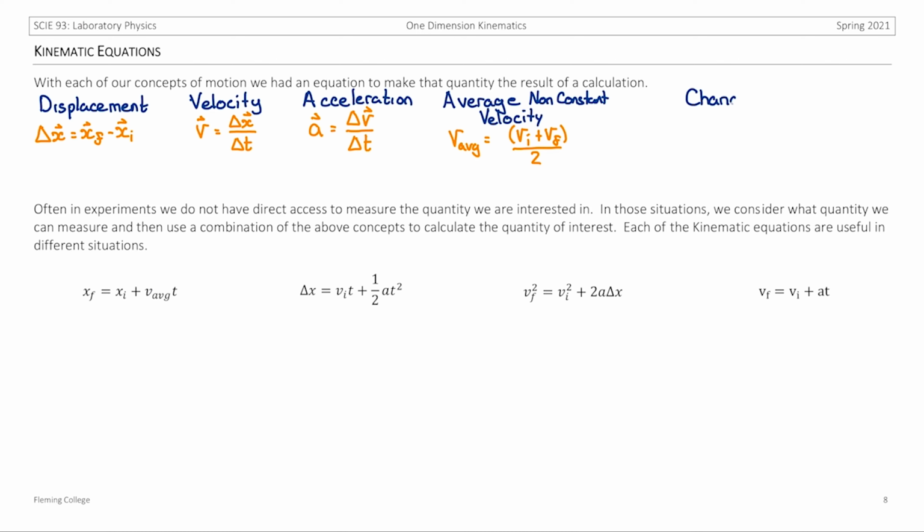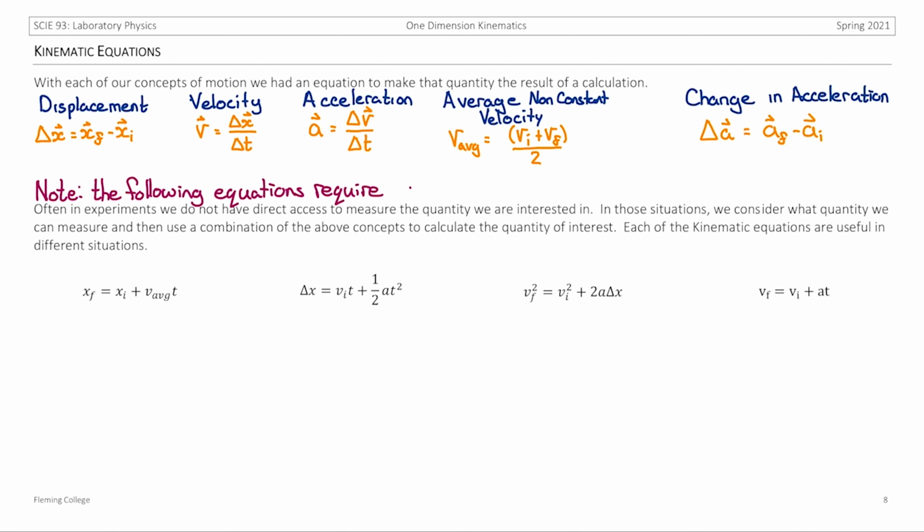Something we didn't refer to but still does exist is that we can have a change in acceleration, so a delta a, and that's just considering an acceleration final minus an acceleration initial. These situations do happen, but they represent problems that are more difficult than the ones we want to work with in the course. So it's very important to note that the following equations that we look at require constant acceleration. So our change in acceleration must be 0. That means we can have an acceleration of 5, as that would be constant, or we can have an acceleration of 0, meaning that we would have constant velocity.